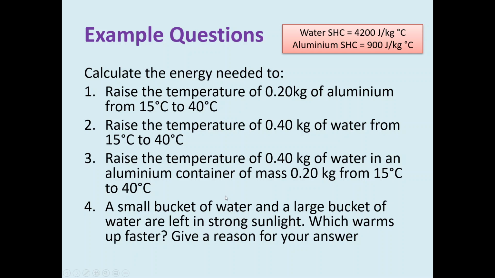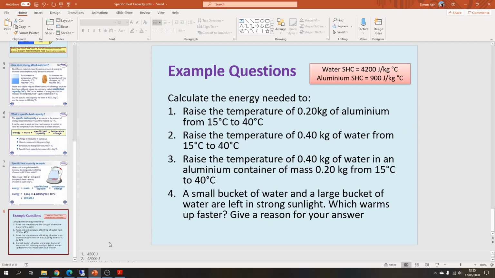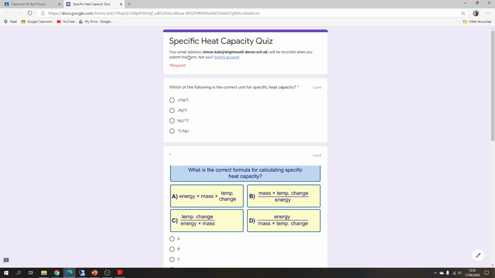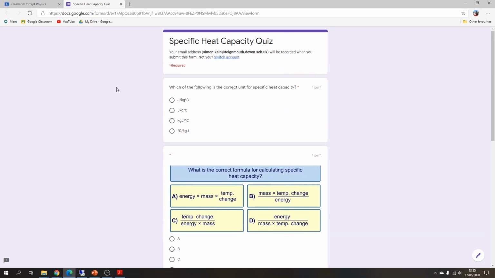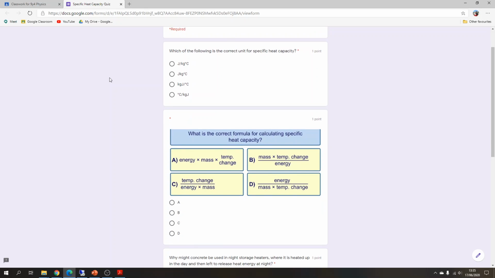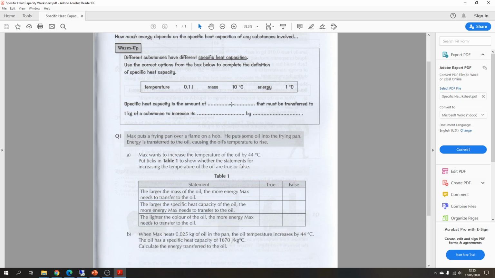So what I'd like you to do now for this lesson is 2 things. First of all, if you have a look on Google Classroom, there is something called the Specific Heat Capacity Quiz. 4 multiple choice questions I'd like you to have a go at and submit your answers, and it will mark it straight away. Just be careful for this question here. What's the correct formula for calculating specific heat capacity? You will need to rearrange the equation that we looked at earlier for that one.